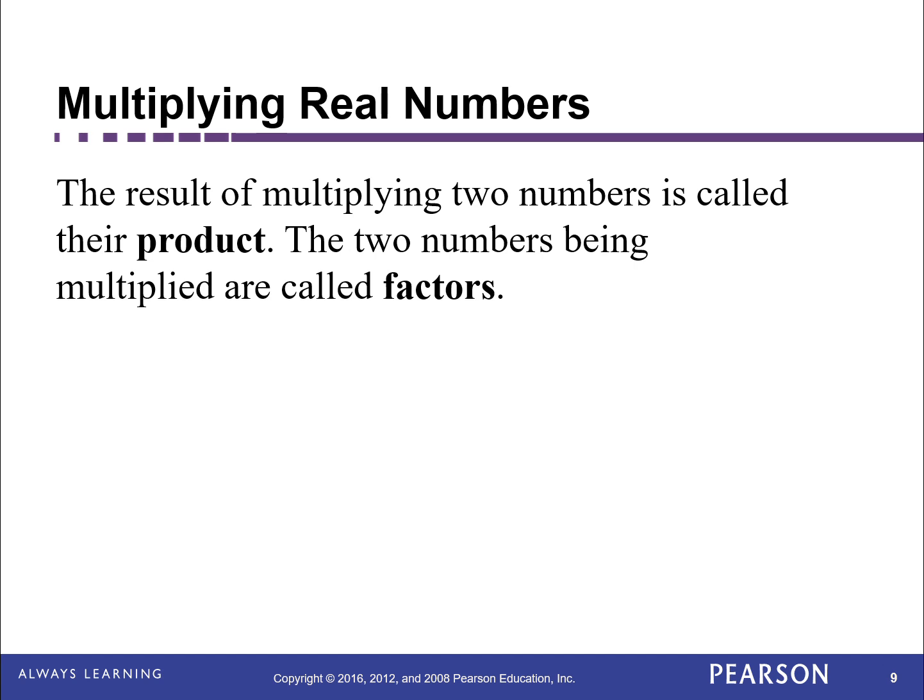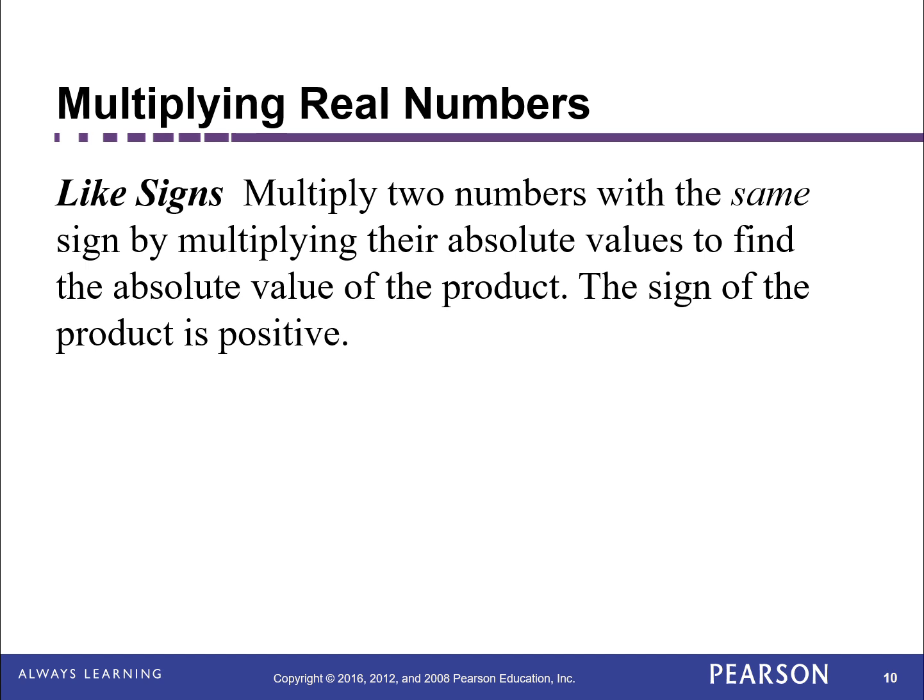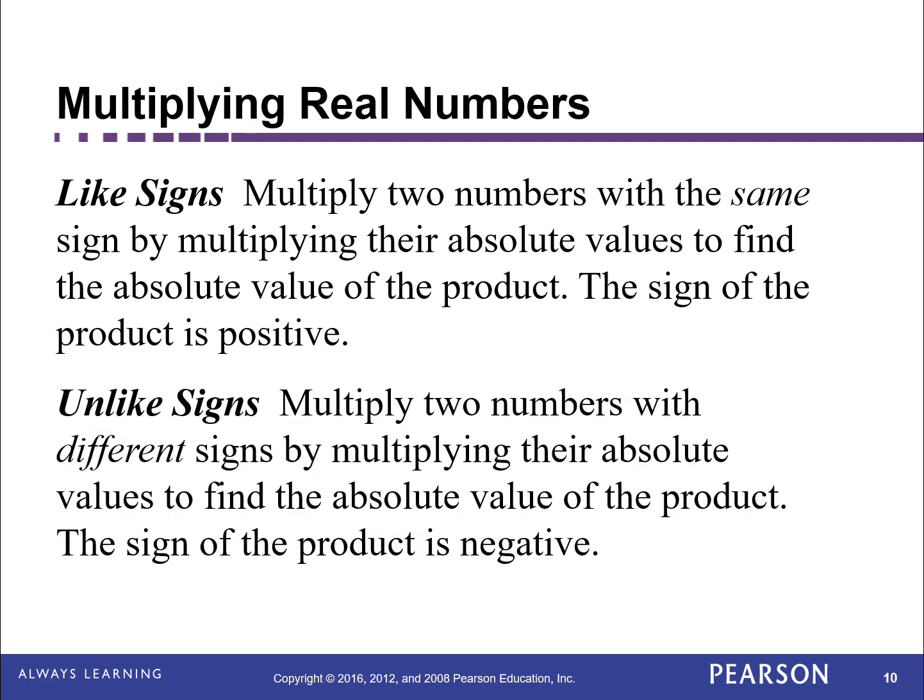Okay, the result of multiplying two numbers is called their product. The two numbers being multiplied are called factors. Okay, for like signs, we multiply two numbers with the same sign by multiplying their absolute values to find the absolute value of the product, and the sign of the product is positive. So if I'm multiplying two positive numbers, it comes out positive. If I'm multiplying two negative numbers, it still turns out positive.